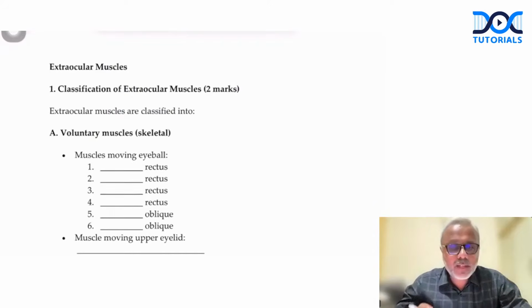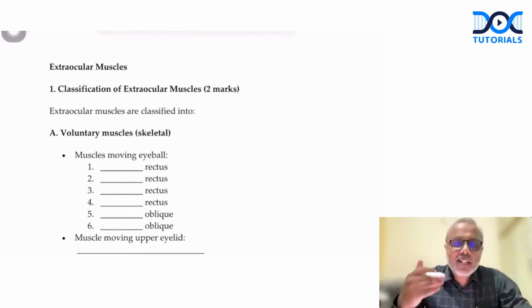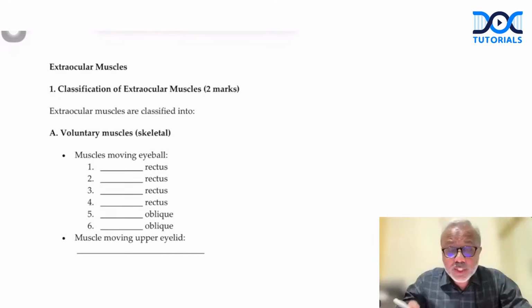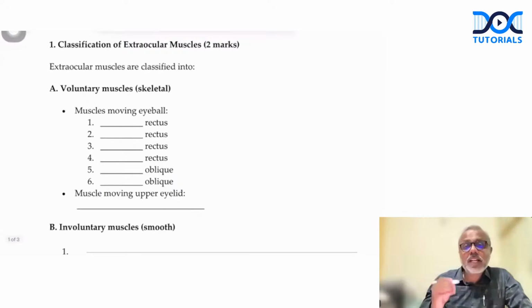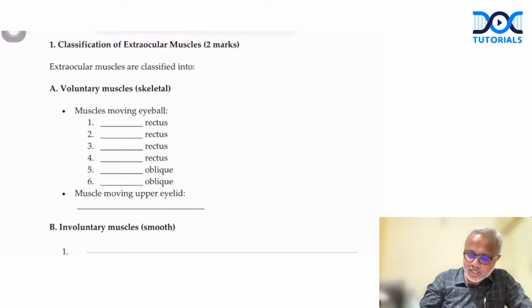Invariably, the question will be: classify extraocular muscles, explain the extraocular muscles under the following headings, right? The headings could be attachments, innervation, actions, right? So let's learn how to go about answering if this is asked as a long essay. First thing, let's start with classification. How do we classify extraocular muscles?